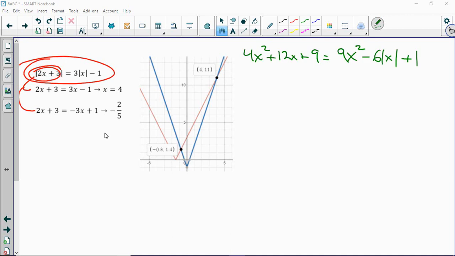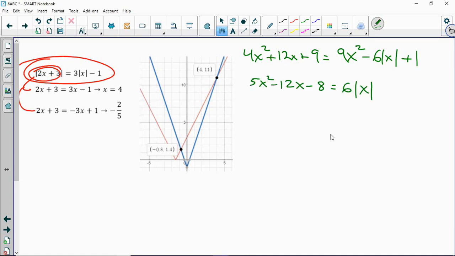If you try to do this one using the squaring both sides method, you got to be really careful, because on the right-hand side, you don't lose that absolute value term upon the first squaring, right? Because you have 3 times the absolute value of x times minus 1 twice. So there's no absolute value of x times absolute value of x for that term to go away.